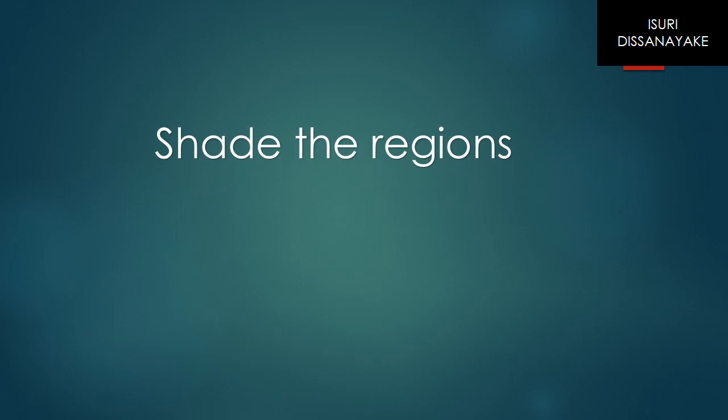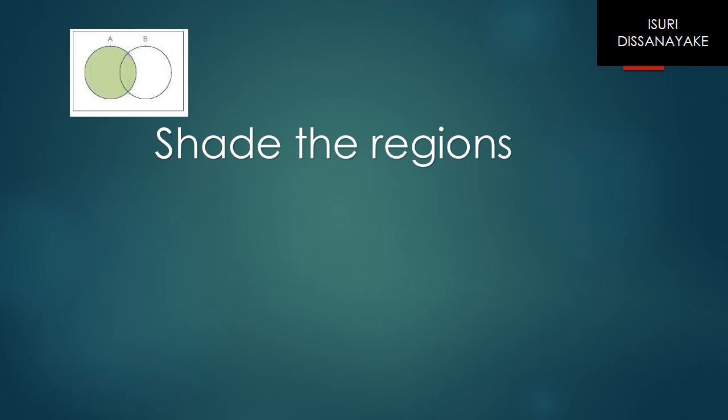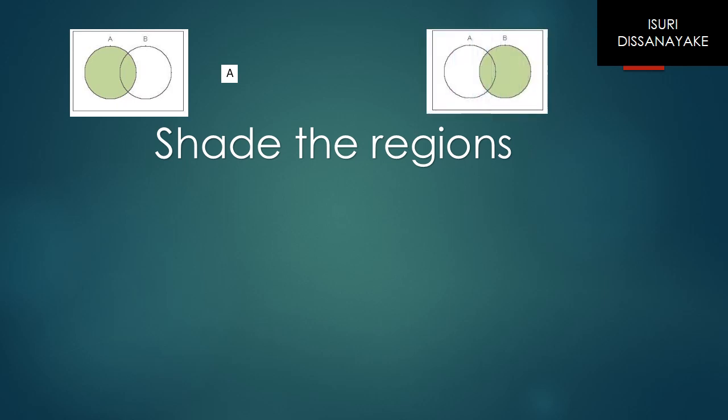We are going to start how to shade the regions in a given Venn diagram. In this Venn diagram, you can see A is shaded. The set A is shaded. So what is the region which this set has shaded? It is simply A. In this one, you can see the set B is shaded. So what is the region which this particular diagram has shaded? That is B.